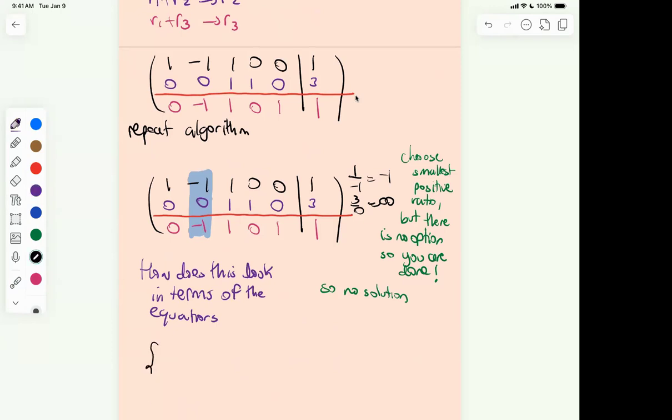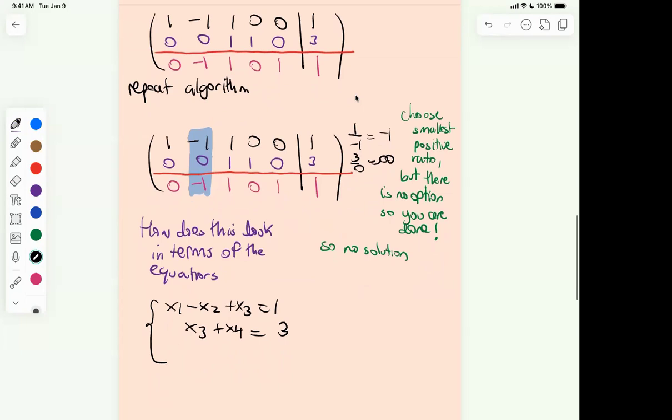If you rewrite this as a system of equations, you get x1 minus x2 plus x3 equals 1. You get x3 plus x4 equals 3. And then the optimization function is the last row. You get this.